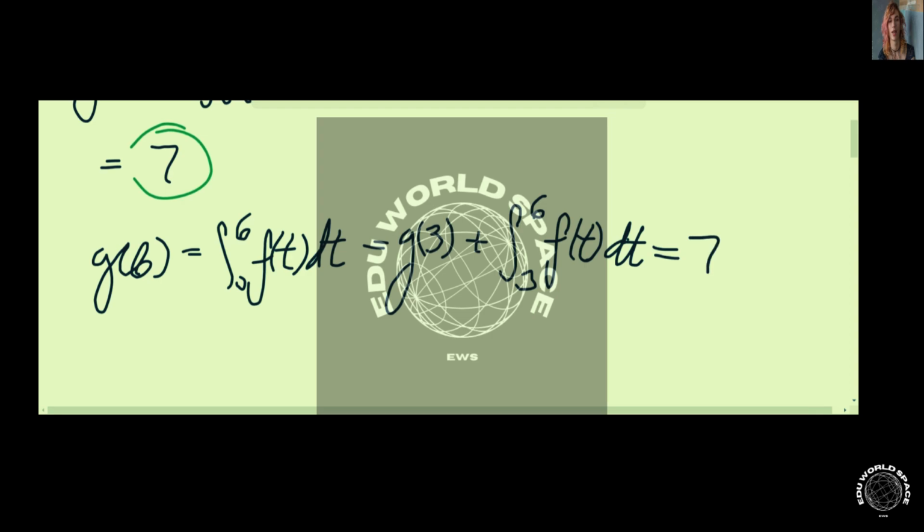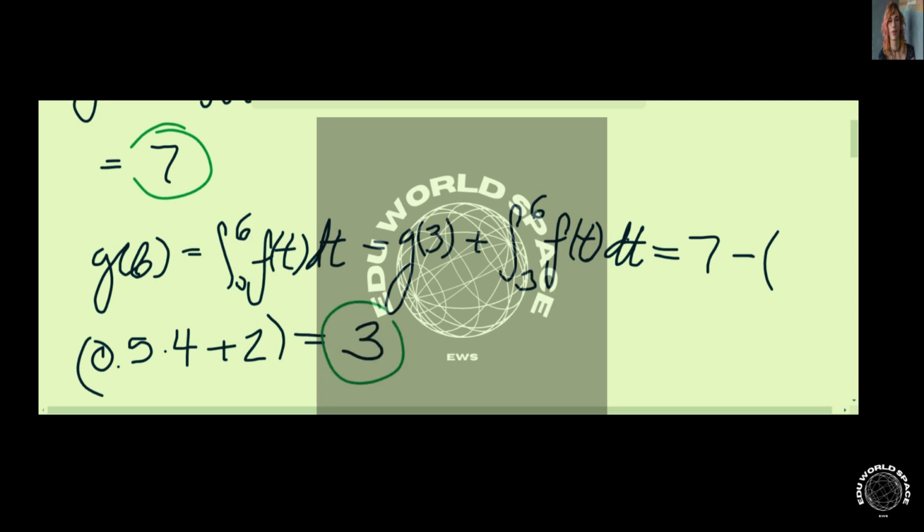And then this area is below the x-axis, and so it's actually a negative area. So 7 minus, and this is a triangle and a square. The area of the triangle is 0.5 times the height, which is 4, plus the area of the rectangle, which has a height of 2. Which comes out to 3.